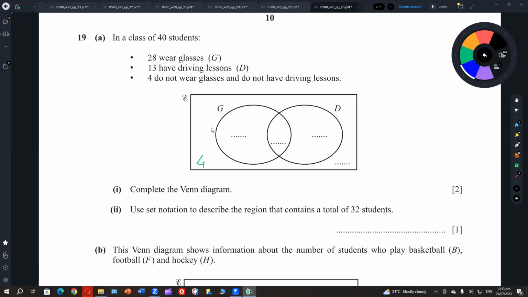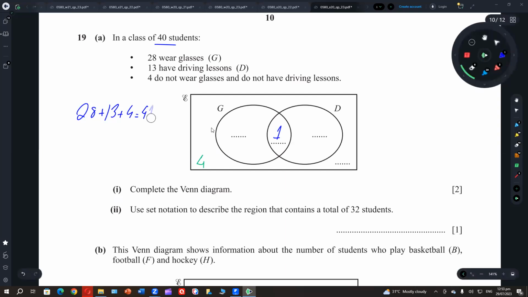Let's double check by adding them: 28 plus 13 plus 4. Can you add for me? 41. Okay, how is it 41 while the class is 40? Wait, it's 45. 28 plus 13 plus 4 is 45. It means there are 5 people who are counted double.